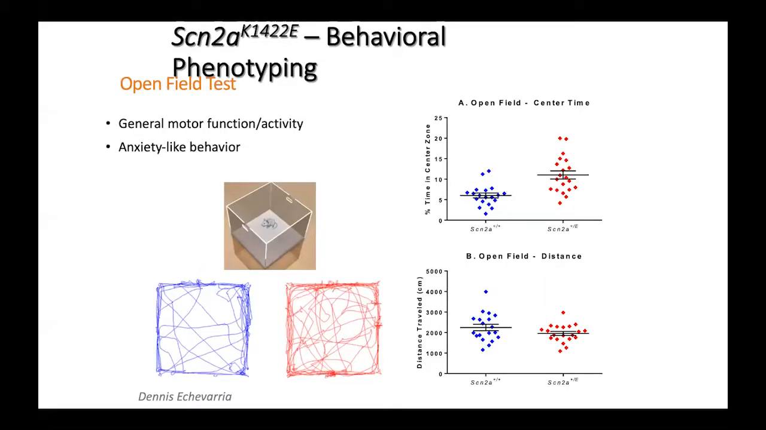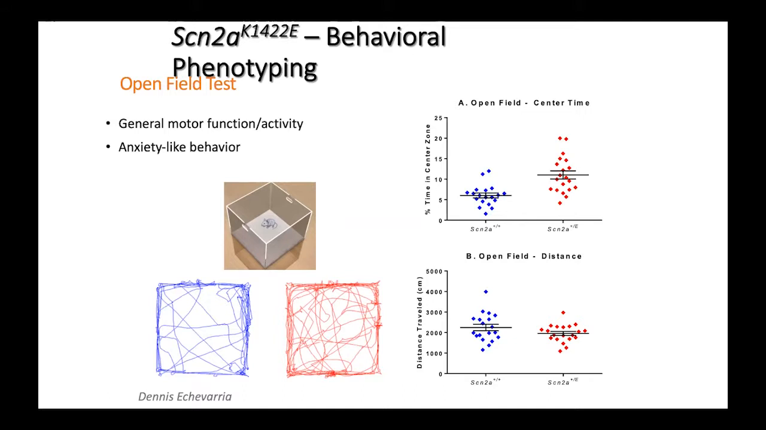And another thing that we've been doing is a lot of neurobehavioral phenotyping. And this is all being managed by Dennis, who's also in the audience, with some help from a couple of technicians in the lab. And we've done a bunch of different tests, but I'm just going to show you a few where we see some interesting outcomes. So the first is an open field test. And this is really a test for general motor function and activity level, as well as looking at anxiety-like behavior.